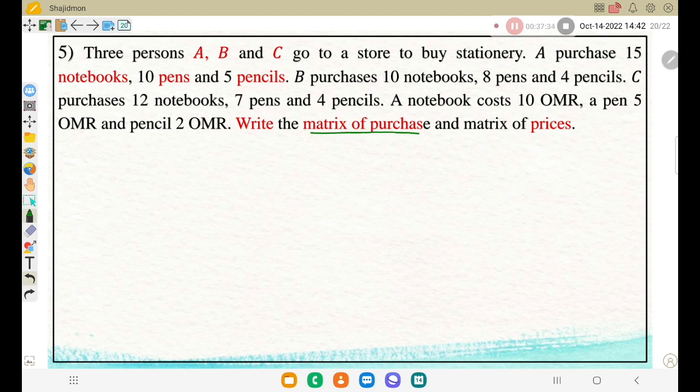First question, matrix of purchase. And second question, matrix of prices. Okay, write the matrix of purchase and the matrix of prices. So we will do this question. First we need to write the matrix of purchase.